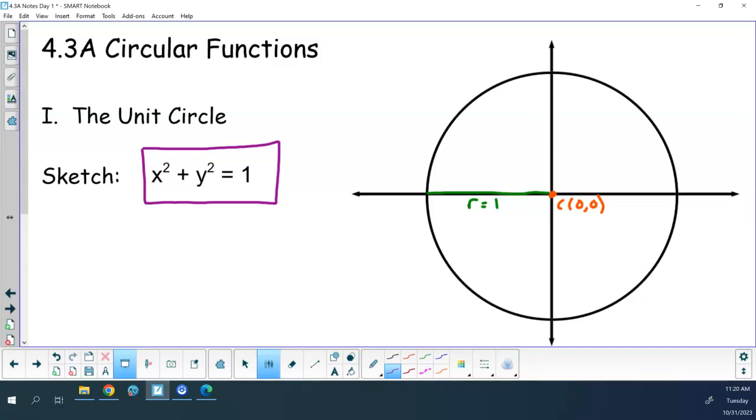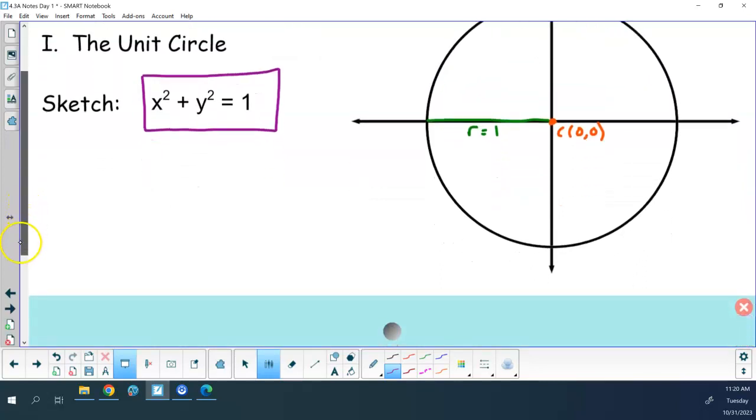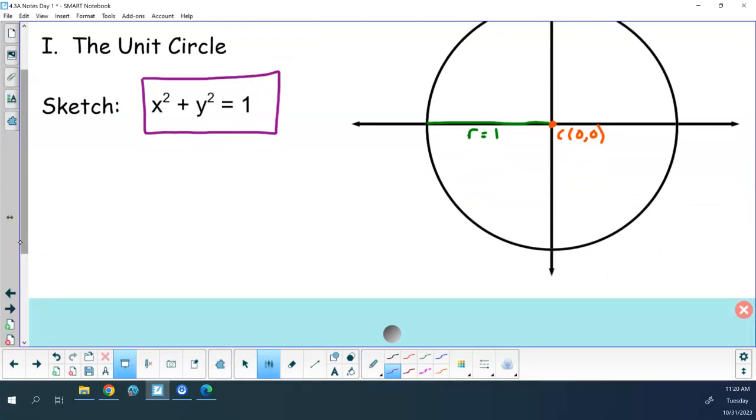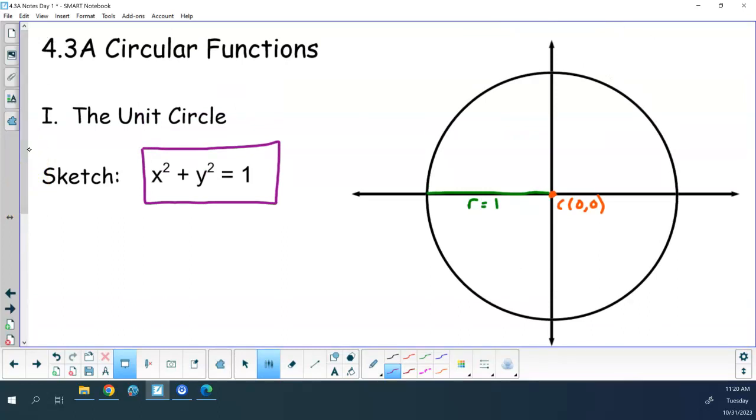Okay? So the coordinates of any point on that circle, if we take the x coordinate and we square it, add it to the y coordinate squared, that sum will always be equal to 1. Now, knowing what we know from our theta work from 4.1, okay, we can pick any point on our circle. So I'm going to pick this point right there. It's going to have coordinates x comma y. Okay?